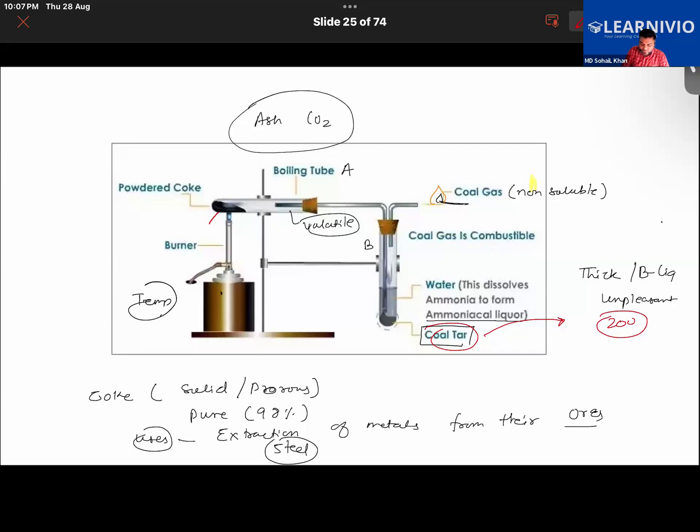Then you were listing the uses of it. Tell me what were the uses? It is used in making paints, synthetic fibers, perfumes.